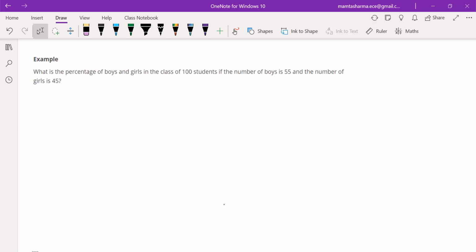Sorry. Okay, now do this example. Do it fast. We have very less time. Very few days are left. What is the percentage of boys and girls in the class of 100 students if the number of boys is 55 and the number of girls is 45?